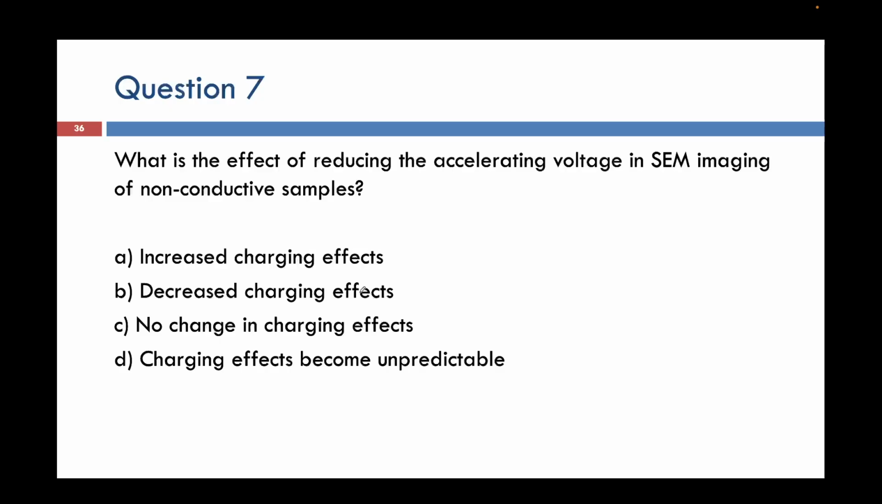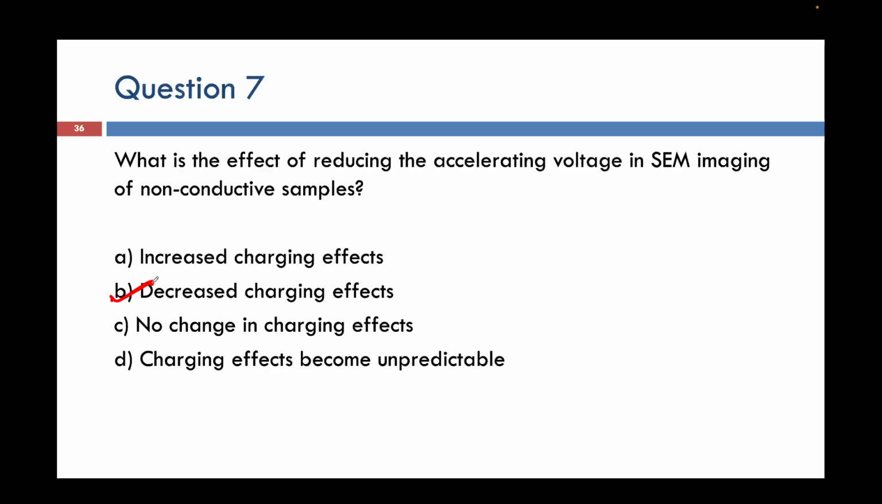I'll rephrase the question for you to understand. The question is, what happens when we reduce the accelerating voltage on a non-conductive sample? That's all. What will happen? B, sir. B, decrease. Yes, so it decreases the charge.